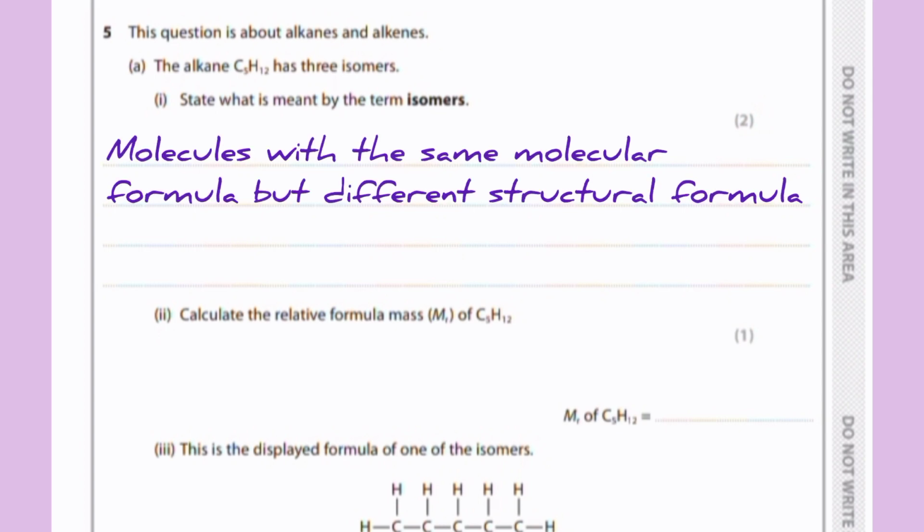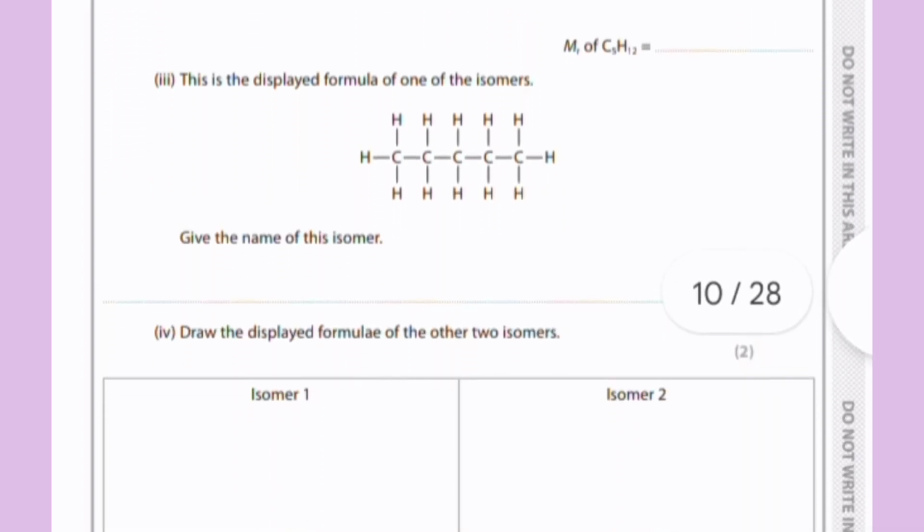Part 2. Calculate the relative formula mass Mr of C5H12. We have 5 atoms of carbon and 12 atoms of hydrogen, and we know the Ar of carbon is 12 and the Ar of hydrogen is 1. If you don't know, you could look at the periodic table that we have at the beginning of the paper. So how we have to find the Mr is 12 multiplied by 5 plus 1 multiplied by 12 is equal to 72.